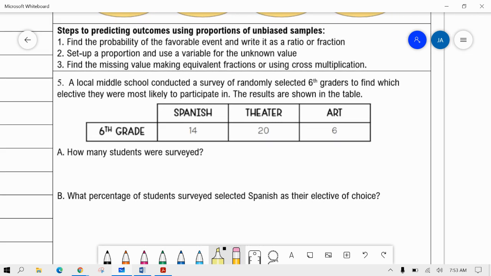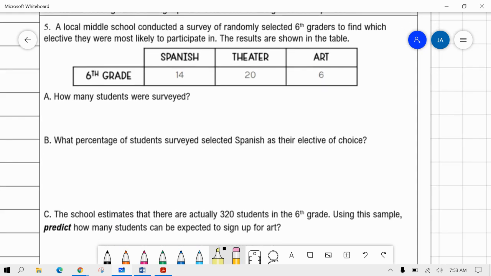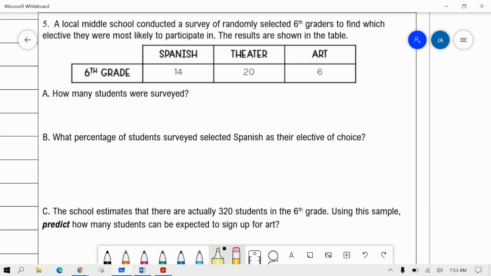We're going to go ahead and take a look at problem number 5. It says a local middle school conducted a survey of randomly selected sixth graders to find which elective they were most likely to participate in. The results are shown in the table. So we have 14 students that took Spanish, 20 that took theater, and 6 that took art. We are asked for the first part how many students were surveyed.